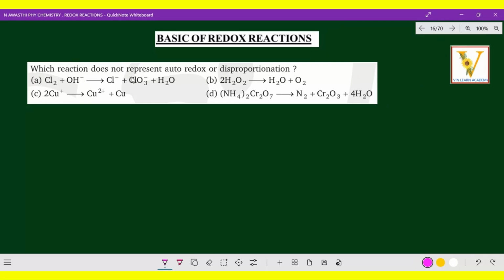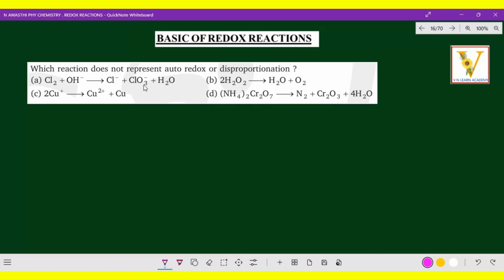The reaction which does not represent auto redox or disproportionation reaction. Redox reaction means simultaneous oxidation and reduction together. One has to be oxidized, the other has to be reduced. That is auto oxidation, like the last question we have seen. A disproportionation reaction is one where the same element is both oxidized and reduced. Oxidized means loss of electron, and reduced means gain of electron.